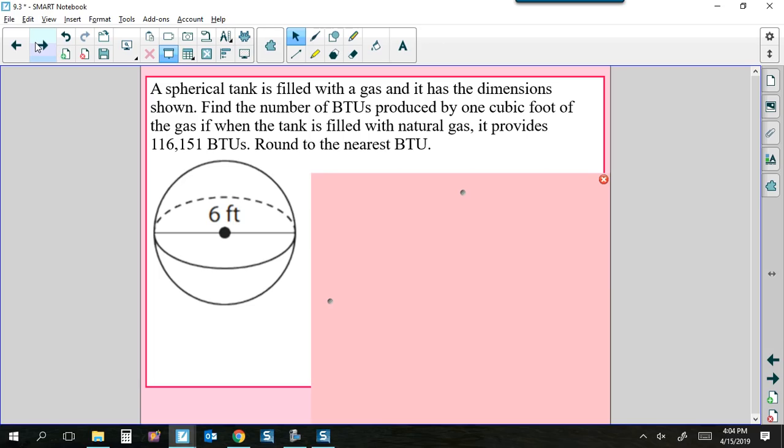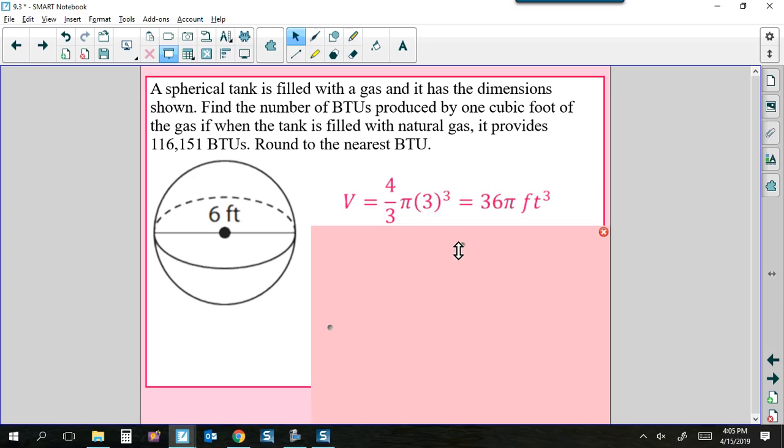So we just wrote that BTUs are found by taking the total BTU and dividing it by the volume. Well, you're given the total right here. It's 116,151. We have to divide that by the volume of the tank. If you look at the shape we're giving you, it is a sphere, and the sphere has a diameter of 6 feet. So we need to remember how to find the volume of a sphere. It's 4/3 pi r cubed.